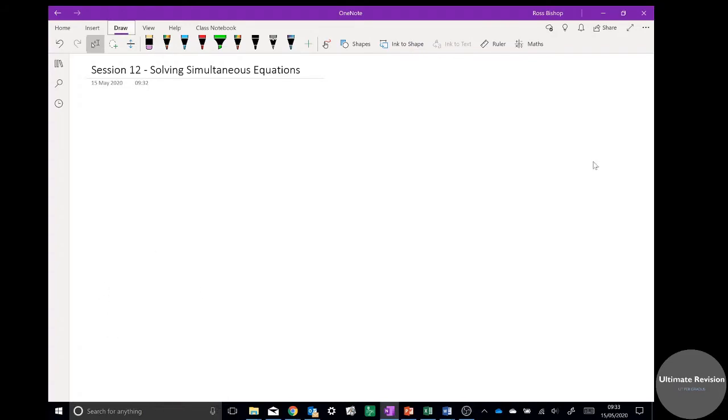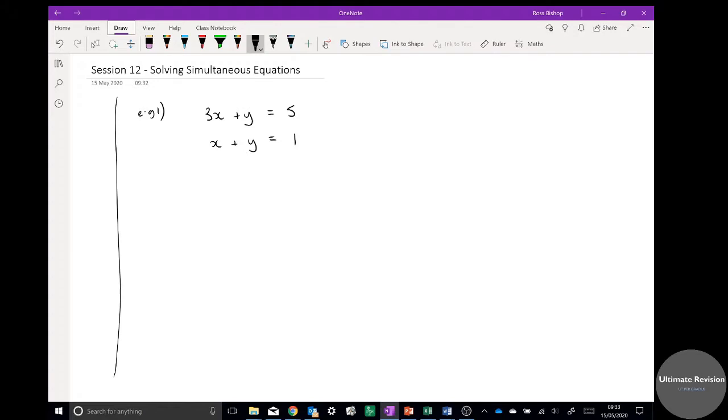Okay, solving simultaneous equations. I'm going to show you three examples because there are three different types you need to be aware of. So example 1 is a linear type. You're asked to solve it, which means find out what x is and find out what y is. And you could be asked to solve this, okay?